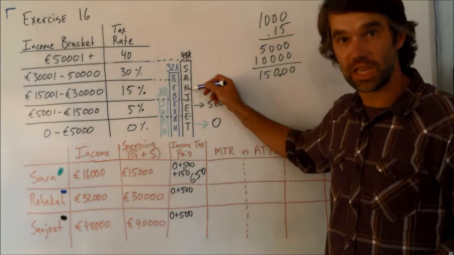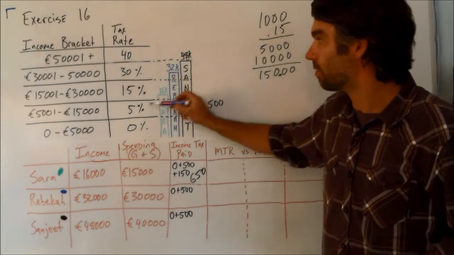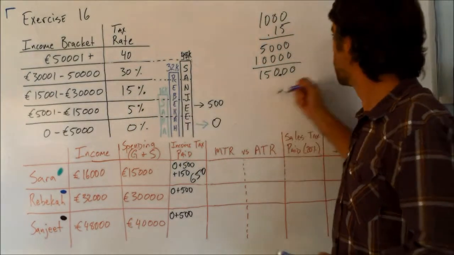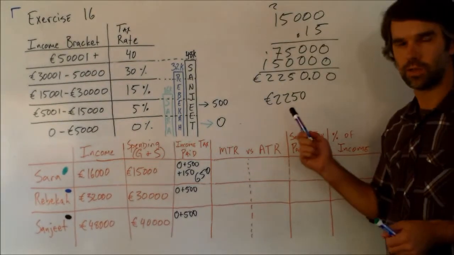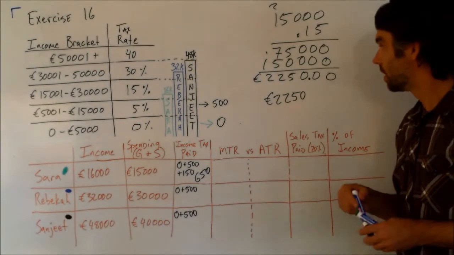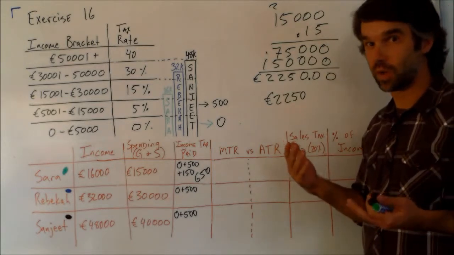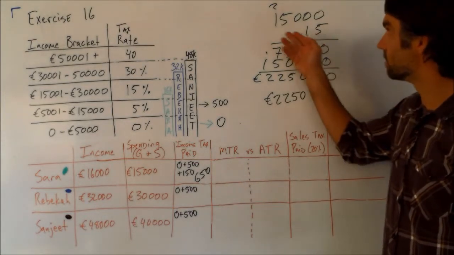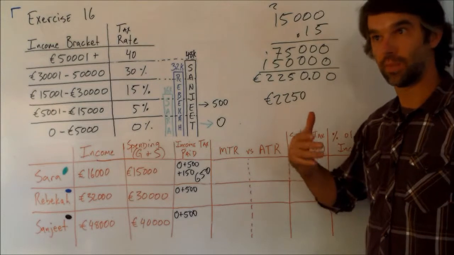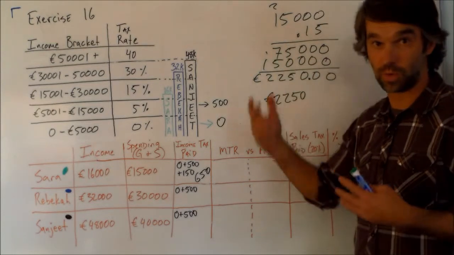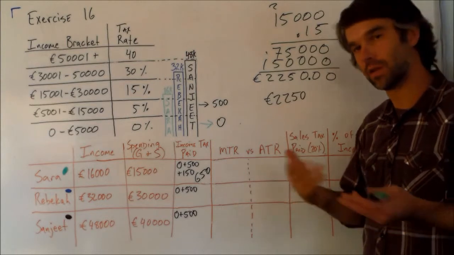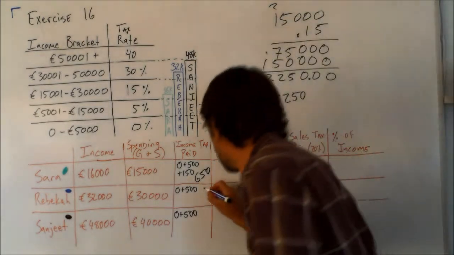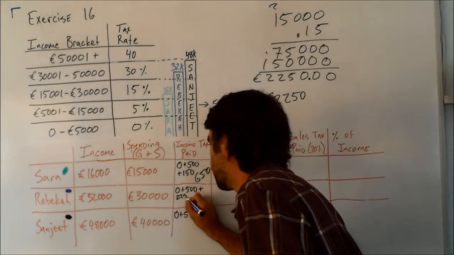For Rebecca and for Sanjeev, their totals are going to be a little bit different. They have a full 15,000 that gets taxed at 15%. Okay, so that's going to work out to be 2,250 euro. And again, I can predict real quickly if I want to do the math in my head. I can say, well, 15% is 10% plus 5%. So 10% of 15,000 is 1,500. And then 5% of 15,000 would be half of 1,500, so 750. 1,500 and 750 equals 2,250. So they're both going to pay us their third number plus 2,250.